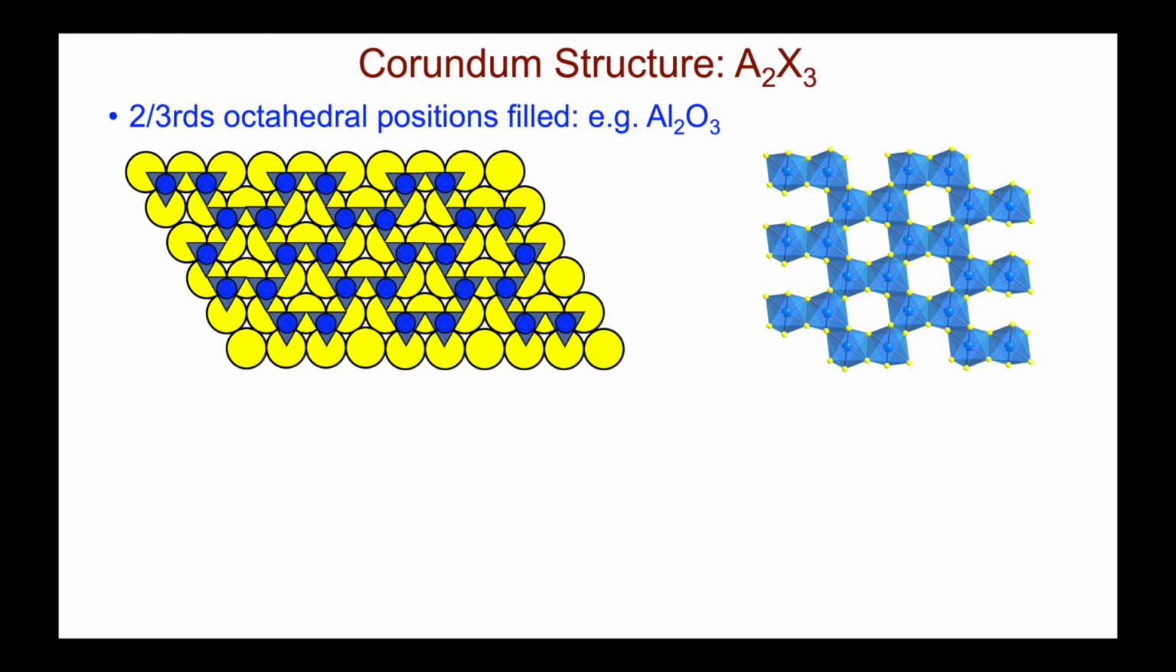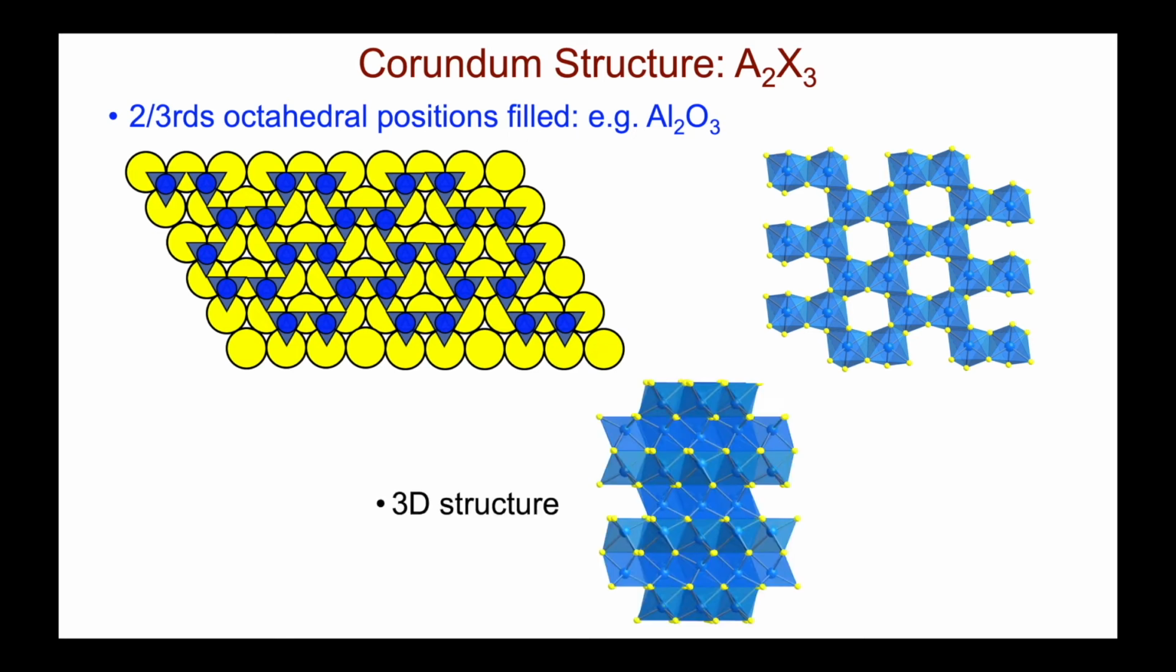So again, this is the arrangement in one layer of Al₂O₃, but it's not a layered structure, it's 3-dimensional. So again, the next layer up is displaced with respect to the first. Here it's not possible to make sure that every cation in the second layer goes over a vacancy in the first, and the resultant 3D structure is the one shown here.